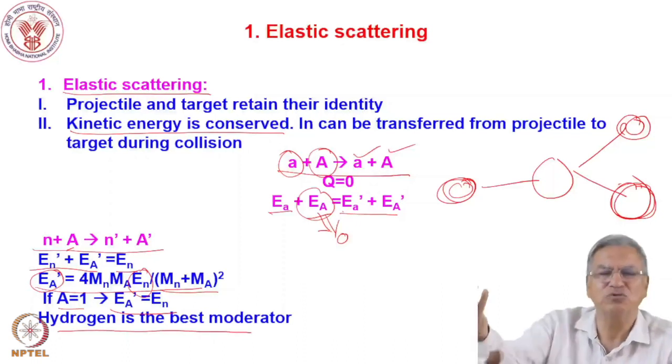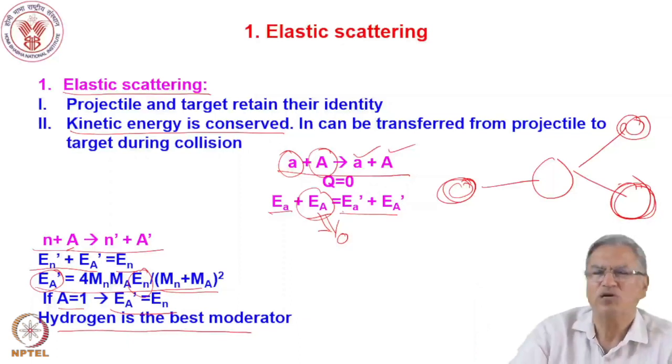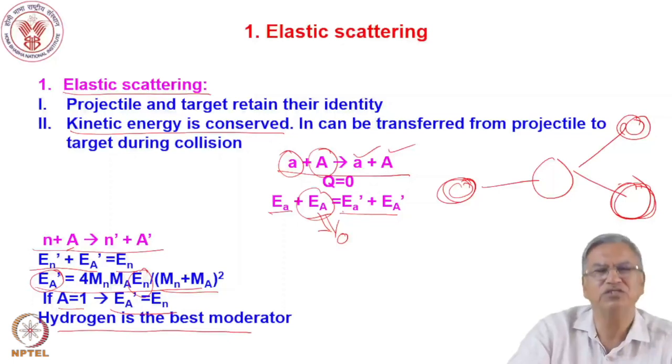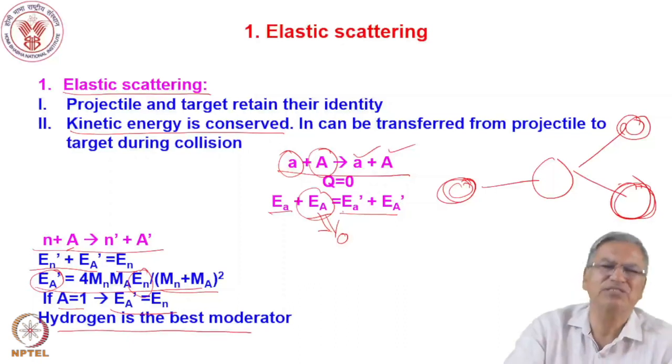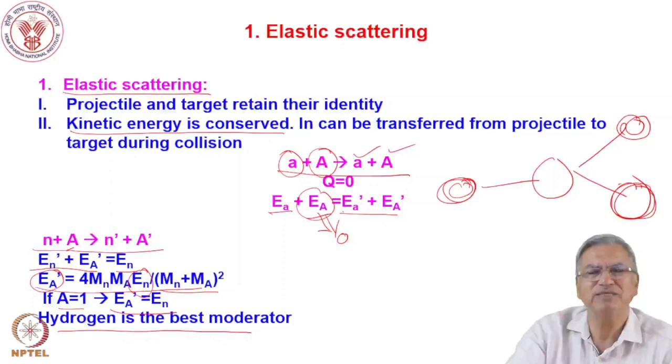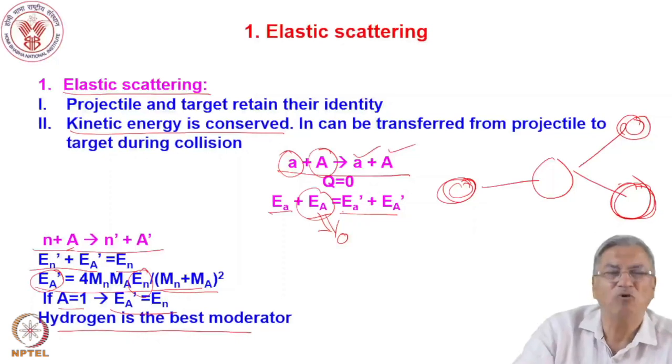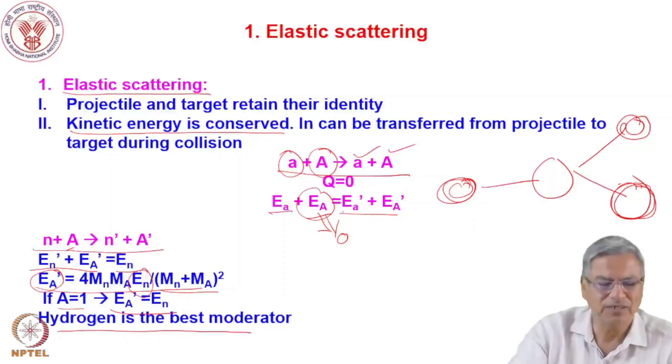Moderator means we are trying to reduce the energy of the neutron from whatever energy it has to begin with, and we are trying to thermalize it. The number of collisions required to bring the neutron to thermal energy is how many collisions are taken, and that number is much less for hydrogen. If you have a higher mass number material, you require more collisions. For hydrogen, even one collision is sufficient. So that is the way we explain the moderating power of a target material for neutrons.